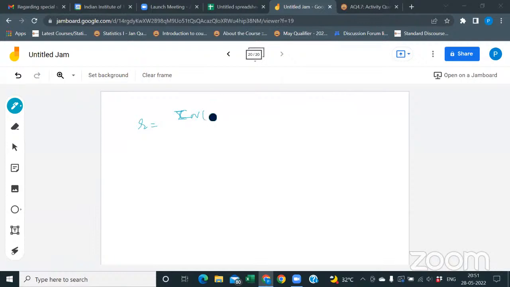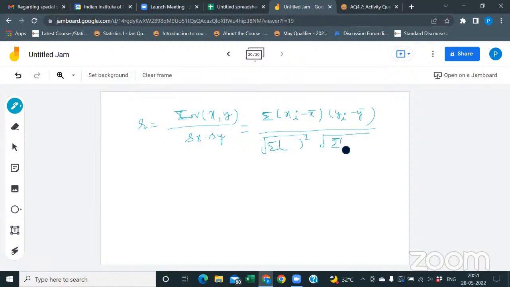Covariance of x comma y divided by the standard deviations of x and y. After expansion of this formula, I get the summation of xi minus x bar into yi minus y bar, divided by the square root of the summation of xi minus x bar squared and yi minus y bar squared. This is the covariance of x comma y. Now, if the numerator is positive, then this will be positive.